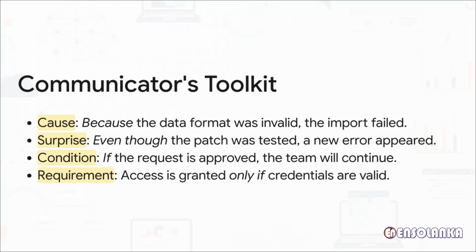So let's do a quick recap of our new toolkit. We've got because to explain the cause. We have even though to show a surprise. We've got if to describe a condition. And we've got only if to set those non-negotiable requirements. Each one solves a specific communication puzzle, adding layers of logic and clarity to your work.